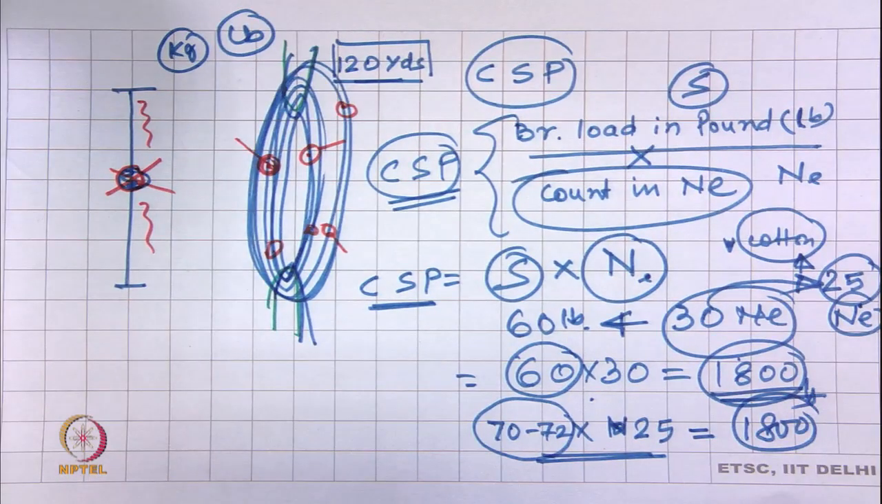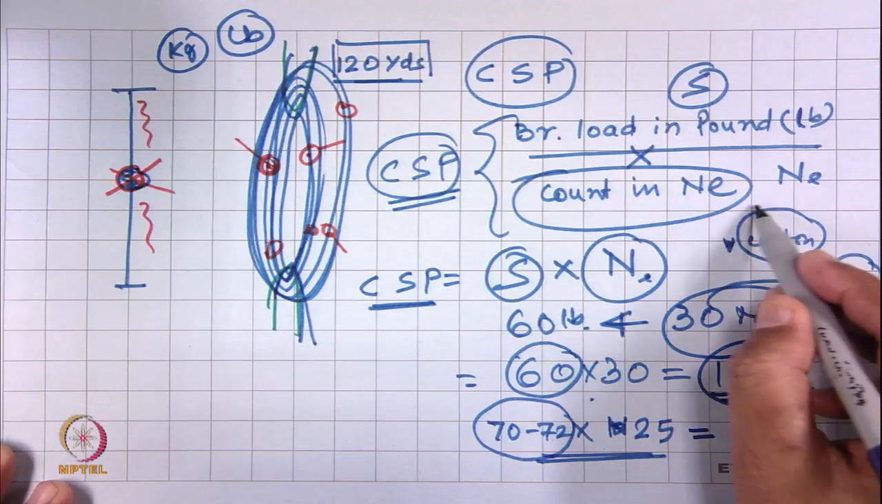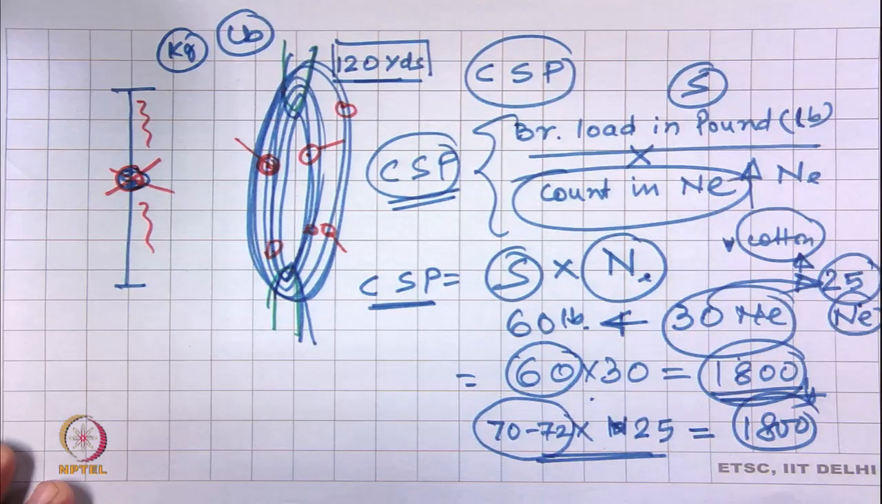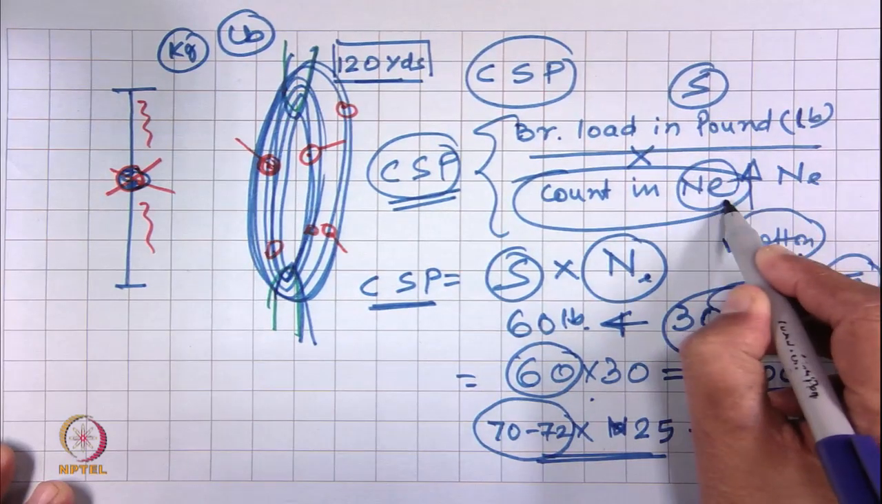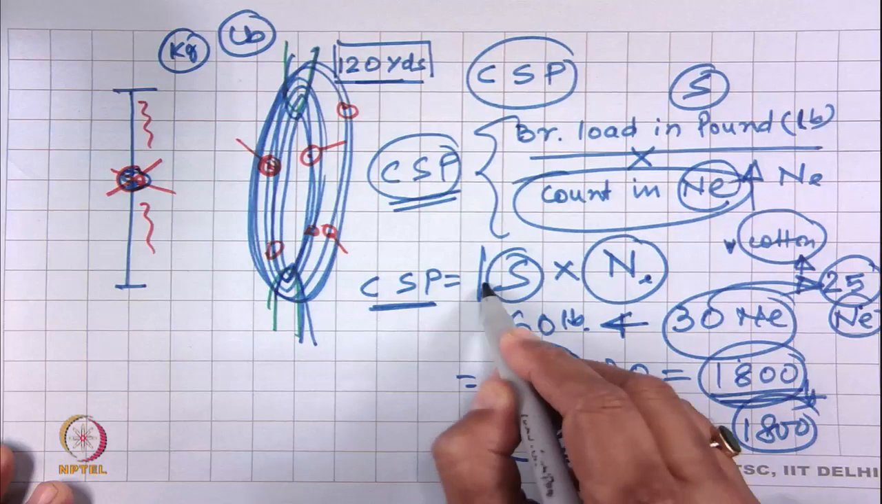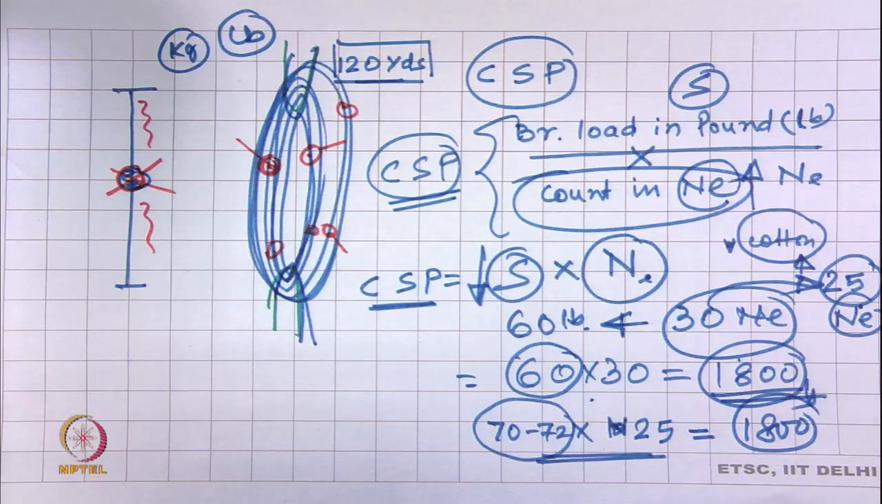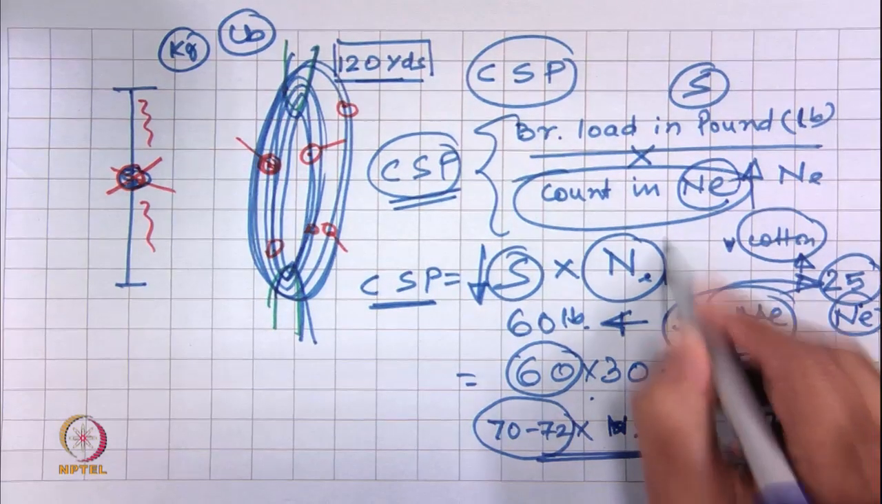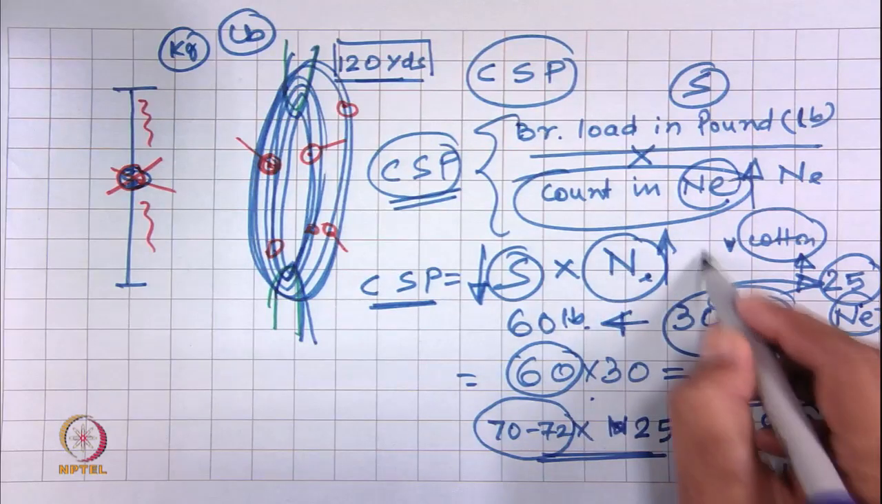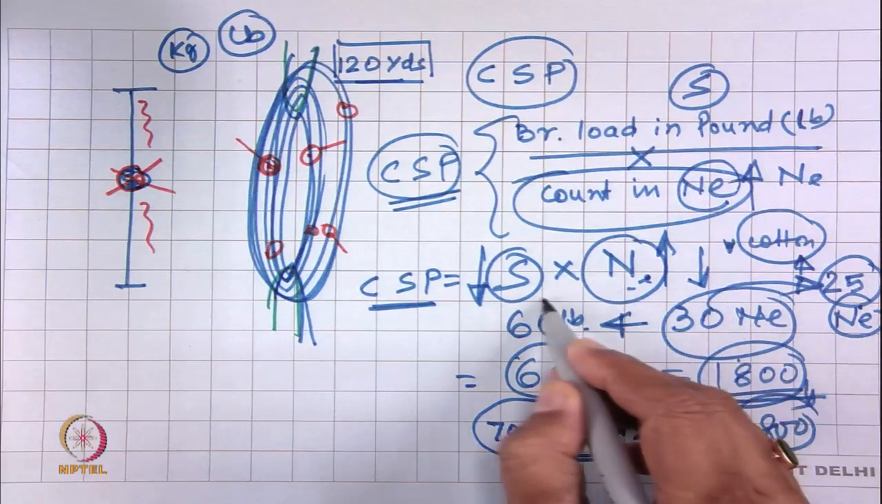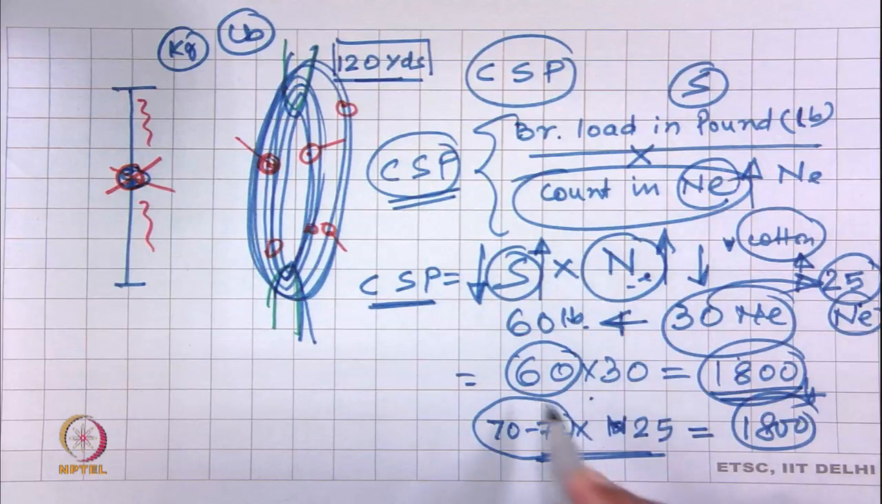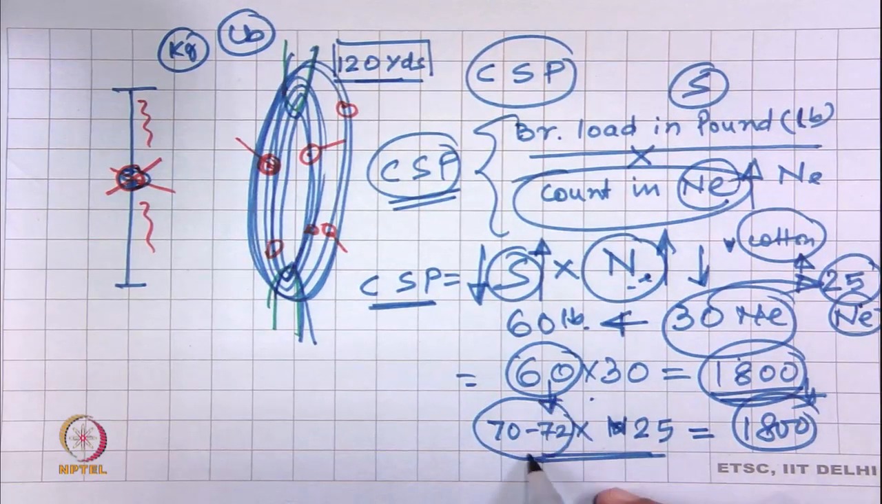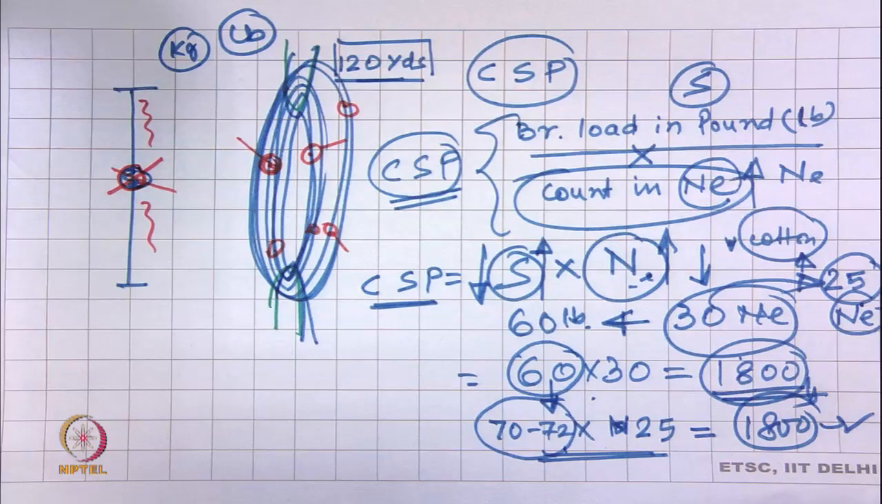That means, if we make the yarn finer by increasing the Ne value, the strength value will proportionately reduce. If we make the yarn coarser by reducing the Ne value, the strength value has to go up, from 62 it has to come to 72 or 70, so that we get this value.